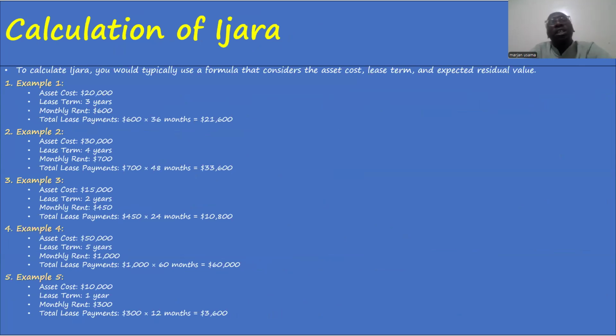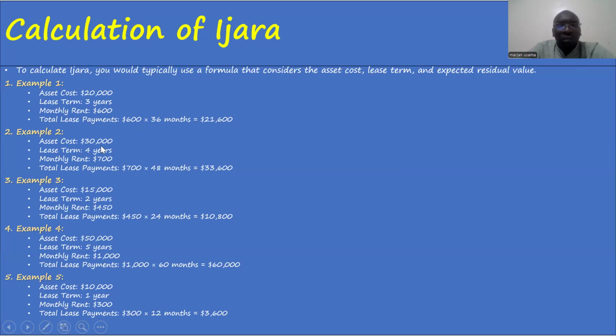Now, how do we calculate ijara? So for example, we have the asset cost is 20,000. The lease term, you are leasing it for 3 years. The monthly payment is $600. So what is the total lease payment? It's just 600 times 3 years, 36 months, which is 21,600.